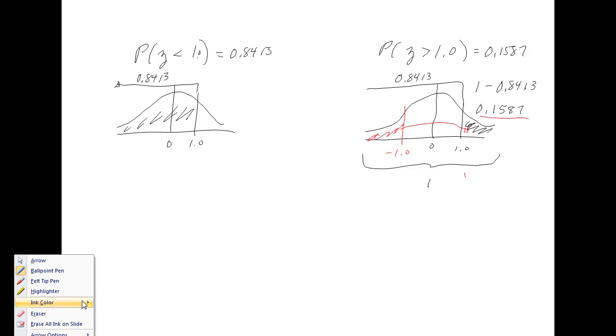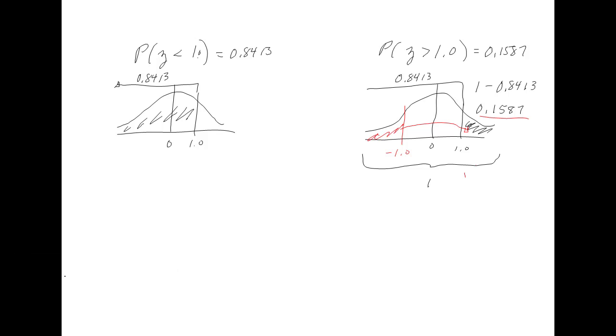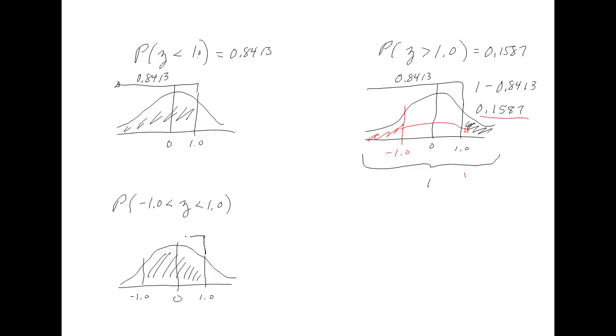There is one more kind of problem that you're going to have to do, and that's one where it's in between. So I want to find, what's the probability that negative 1.0 is less than z is less than 1.0. Well, when I draw that picture, I draw my beautiful curve. I know that's 0. 1.0 is over here. Negative 1.0 is over here. And I want to find the area between them. Well, there is no easy way to do this. You just got to look up both numbers.